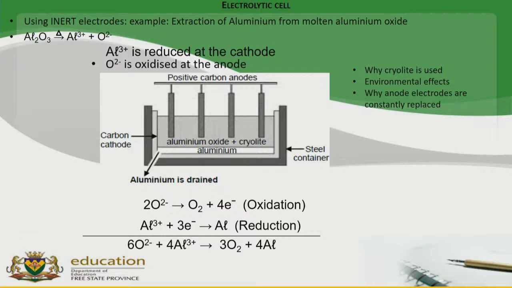Why do we use cryolite? The temperatures that would be used for aluminum oxide are too high. So we use cryolite to lower the melting point. Remember, it's molten. You lower the melting point of aluminum oxide so that we don't use much electricity.